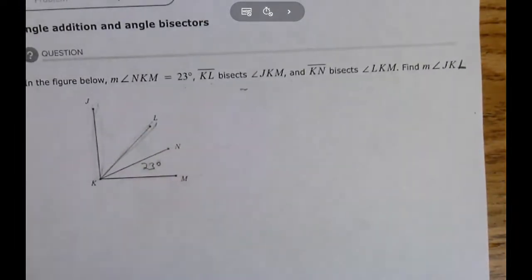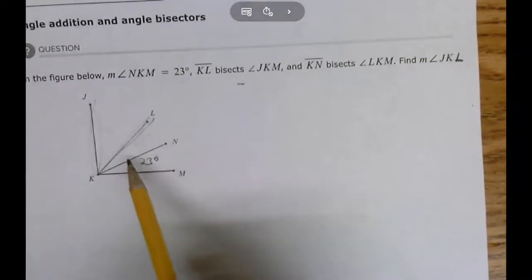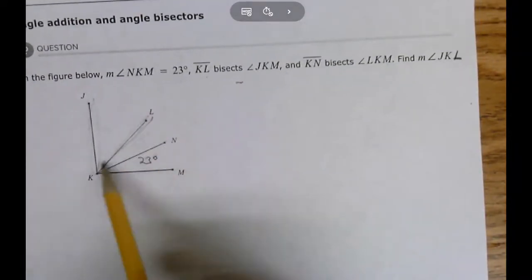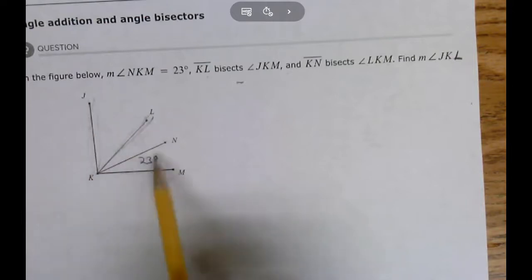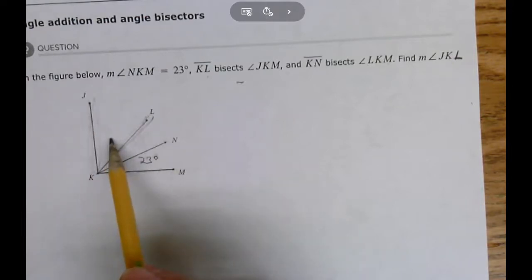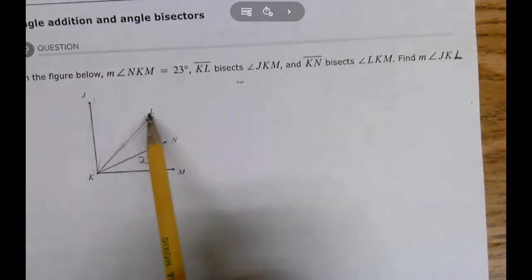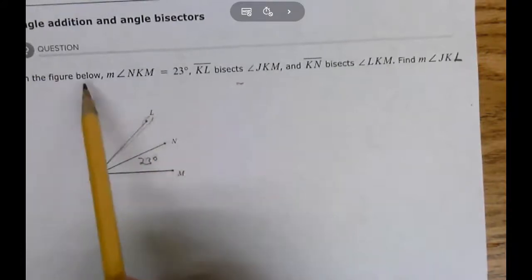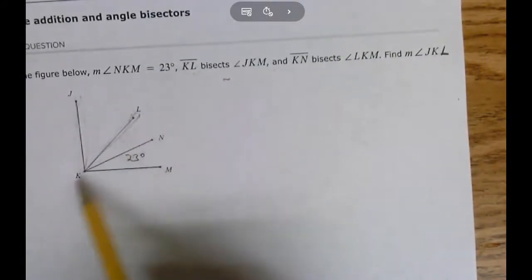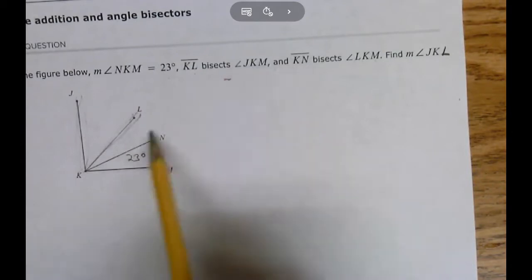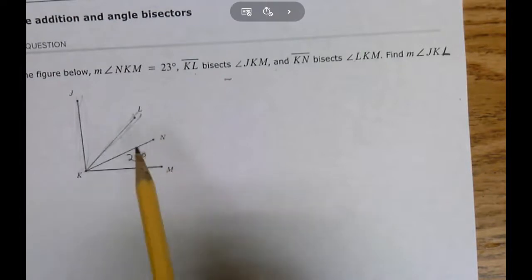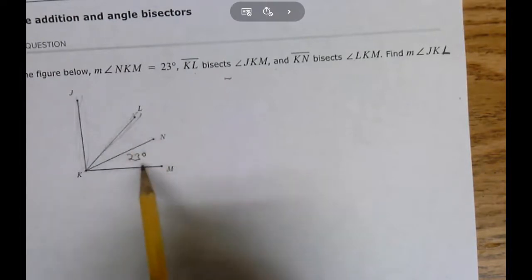23 degrees. Okay. So if we knew this angle, and this angle, and this angle, if we add them all together, we could get the whole entire angle, right? But this only wants to know JKL. So how can we solve this? So the first one, we know this is a bisector, right? But we also know KN is also a bisector. So then we know that not only is this 23 degrees, but the measure of angle LKN is also 23.